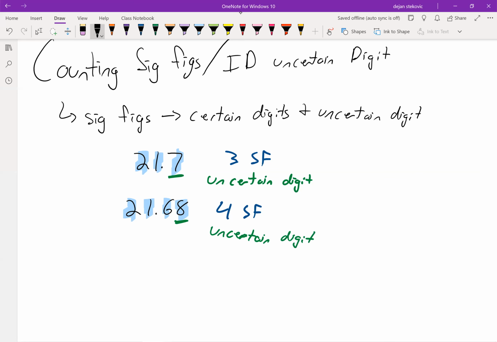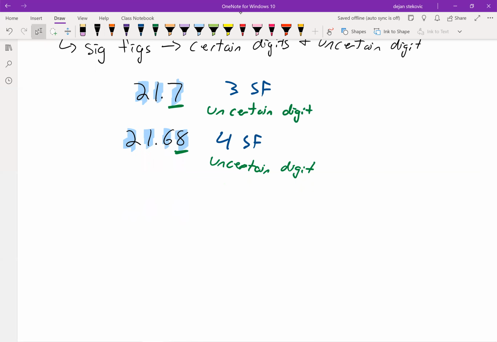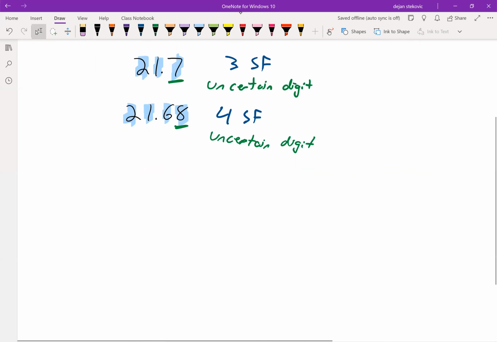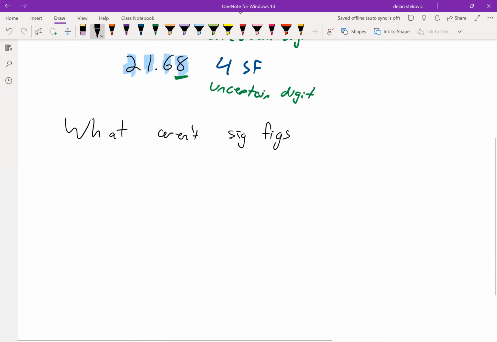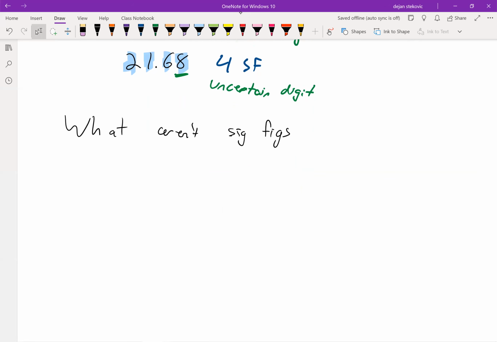And so you can look online for how to identify what are sig figs. I think it's easier to think about what isn't a sig fig. So we're going to do what aren't sig figs. Basically any non-zero number is a sig fig. So only zeros can be not sig figs. Let's take a look at which zeros are not sig figs.